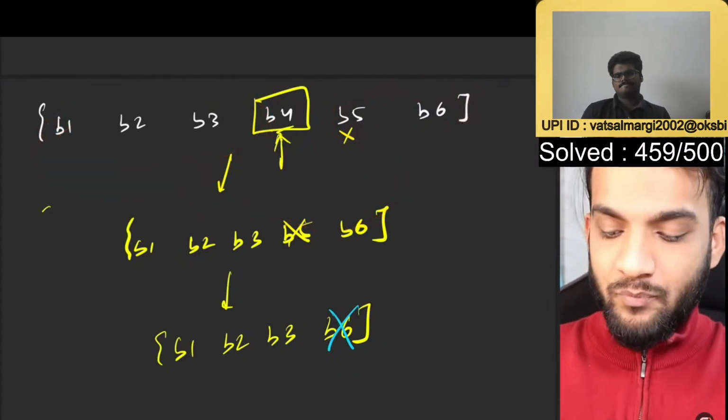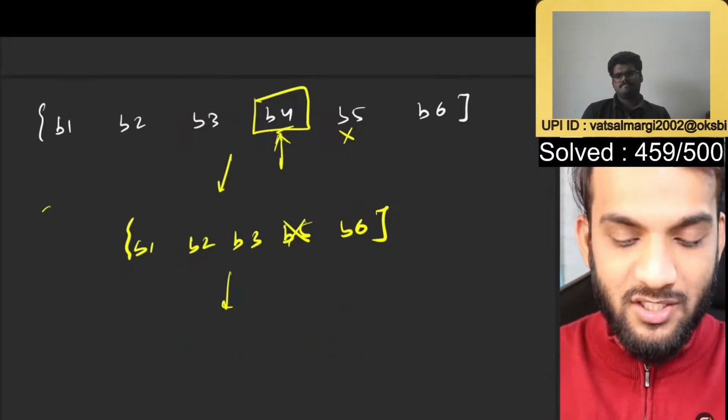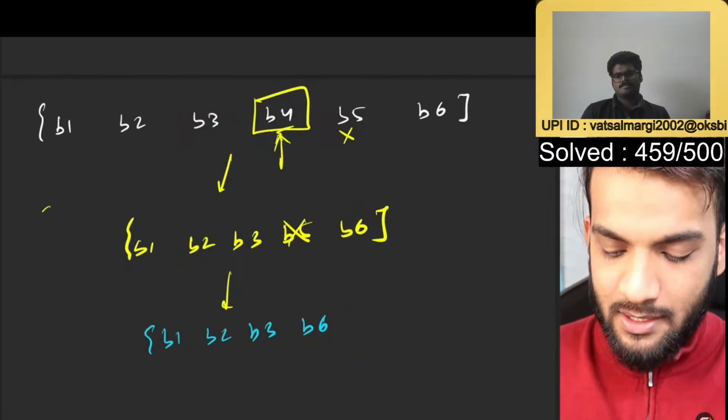Understood? Now you might argue, but Strivo, if B6 is getting burst, we just take the B3 as the left guy. No, that will not work. Imagine after bursting B5, you had B1, B2, B3, and B6, and you decided to burst out B3.